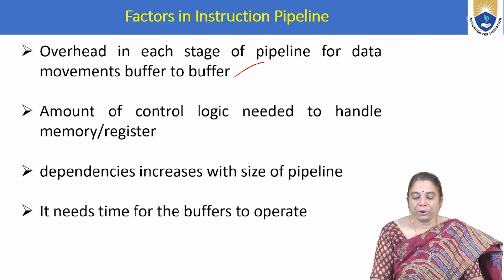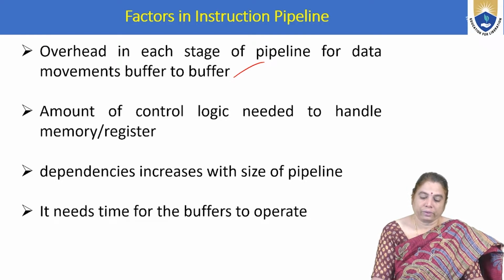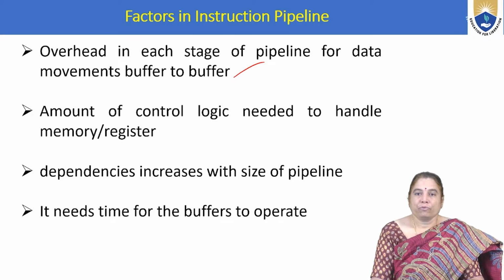Next, amount of control logic needed to handle the memory and register. So concurrent execution needs complex operation so that the control logic can be effectively designed to handle these conflicts. Dependencies increase with size of pipeline. So if more segments are present, the data dependency can be increased. Why? Because these segments can be implemented in parallel. It needs time for buffer to operate.